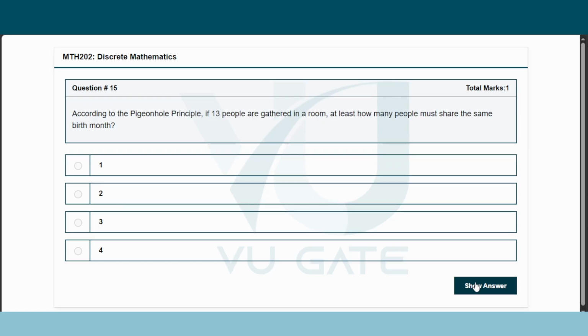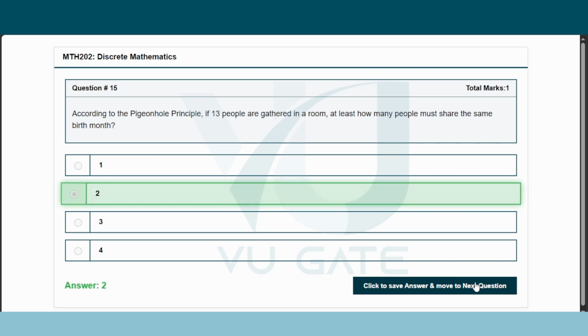Question number 15. According to the pigeonhole principle, if 13 people are gathered in a room, at least how many people must share the exact same birth month? The correct answer is 2.